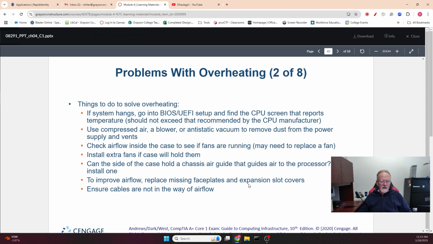Replace missing faceplates on expansion slots. These are the little narrow slot covers that go on the back. When the card's not being used in that slot, make sure the cover is there. You want to limit the amount of airflow to the places where it's supposed to come in and out, through the grills. You don't want it sliding in and out through holes in the case. Make sure that cables are not blocking the airflow.